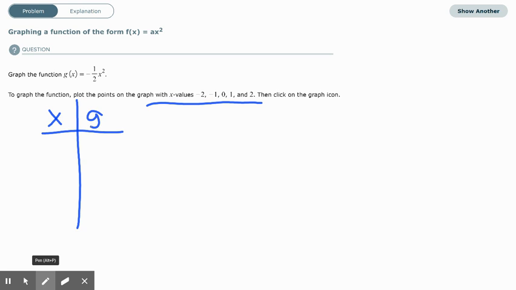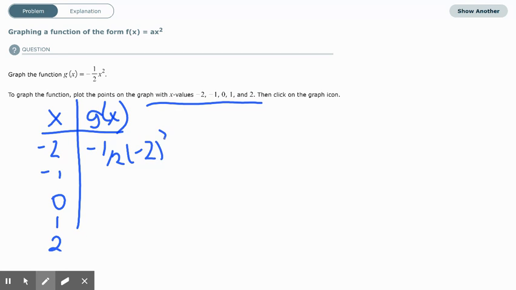And we have x, and then we have g of x, which is our function name. So we want -2, -1, 0, 1, and 2. So what this means is let's plug -2 into our function. So negative a half times -2 squared. And order of operations is going to tell us to take the squared first.